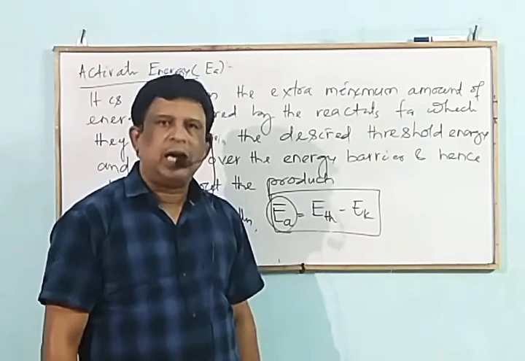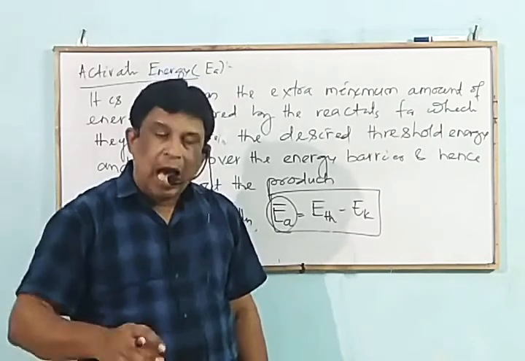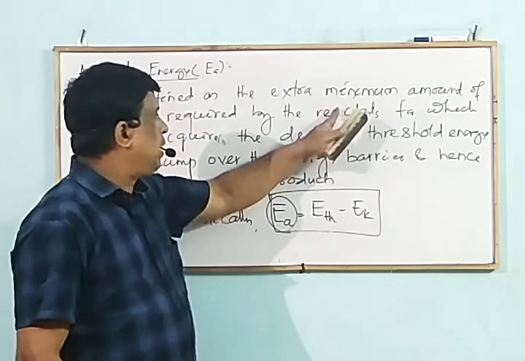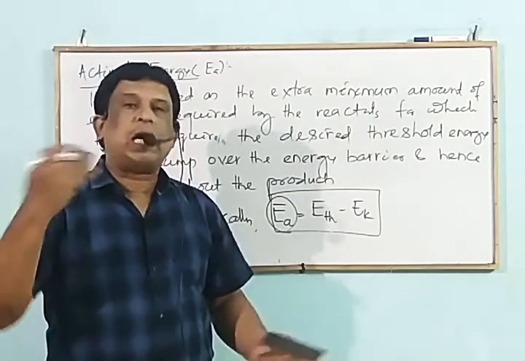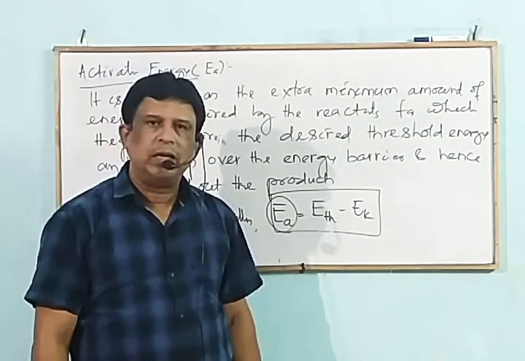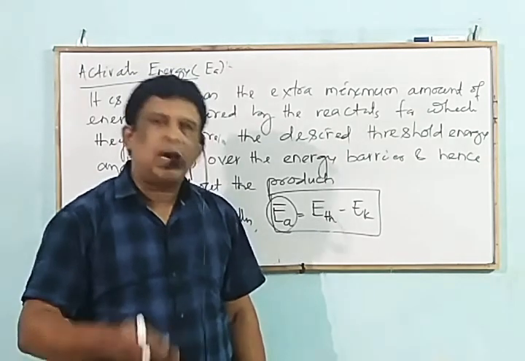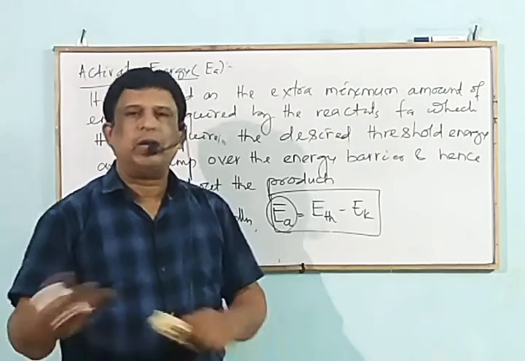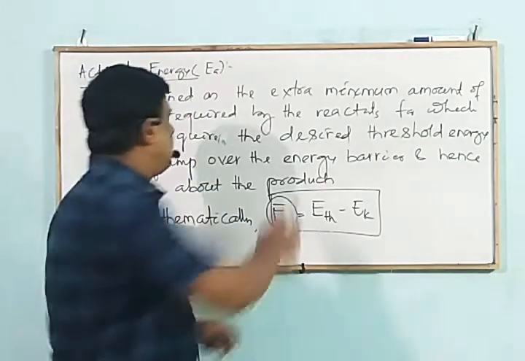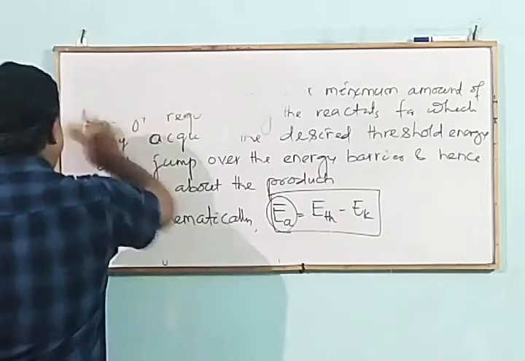So from this data, it is clear that the higher the extra minimum energy required, meaning the higher the activation energy, the slower is the rate of reaction. Lower is the activation energy, higher is the rate of reaction. Mark that. It is an important point.